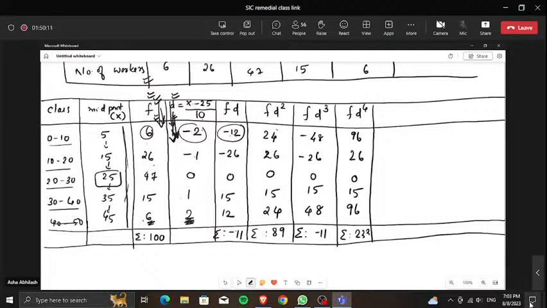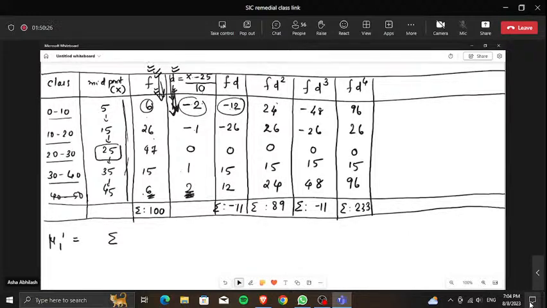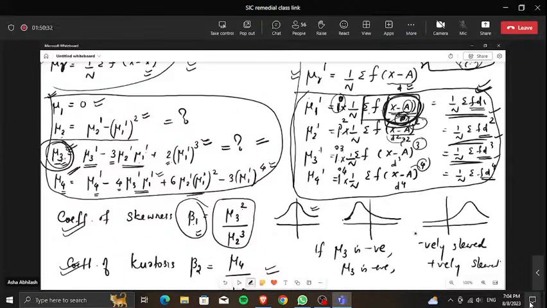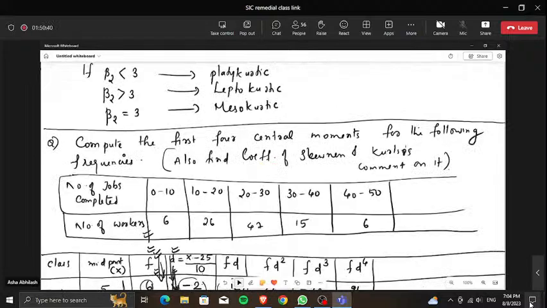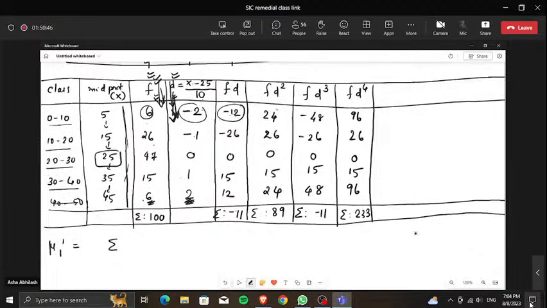Correct. 233. Now we will find the raw moments. The raw moments formula is mu1 dash is equal to 1 by n into summation x minus a divided by I into f. And for equalizing this I have to multiply it by this I. So 1 by n into summation fd, so I into summation fd by n. Don't forget to write this I.